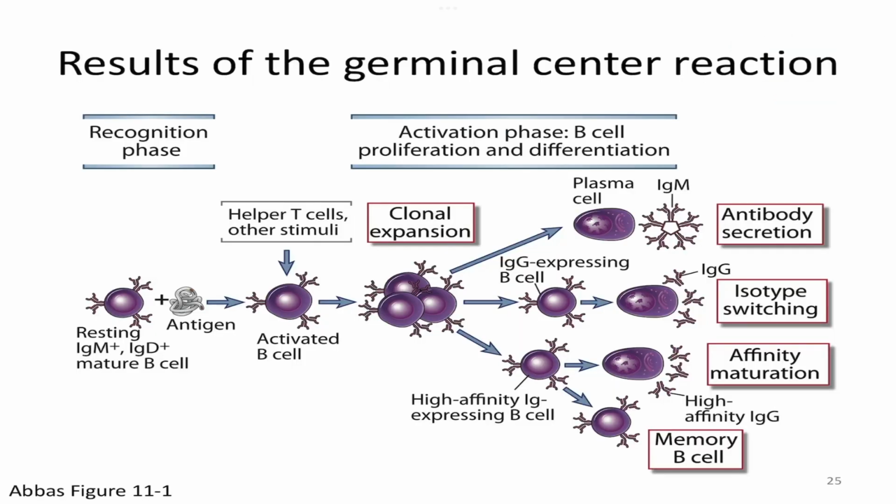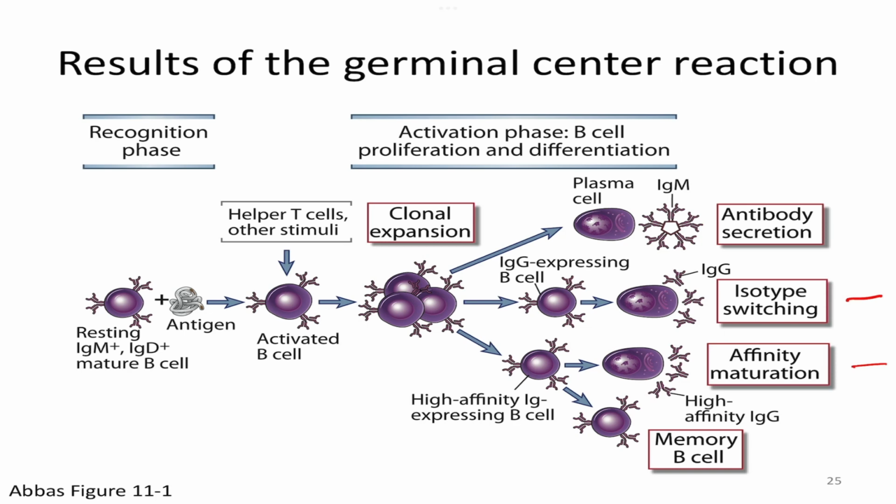And so all of these things are sort of the downstream results of the germinal center reaction. So we're going to see our B cell be activated, expand, and then class switch, perform affinity maturation, and differentiate into one of two types of cells, shown here as either a memory cell or a plasma cell.